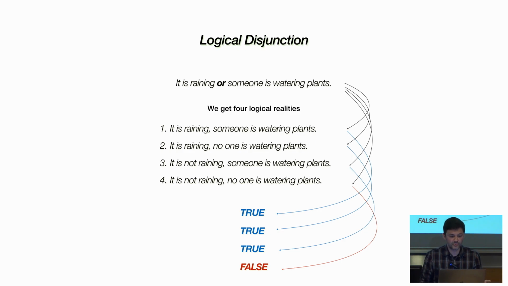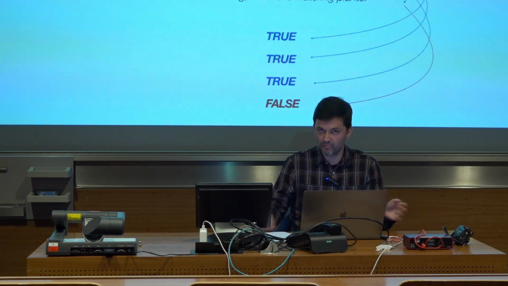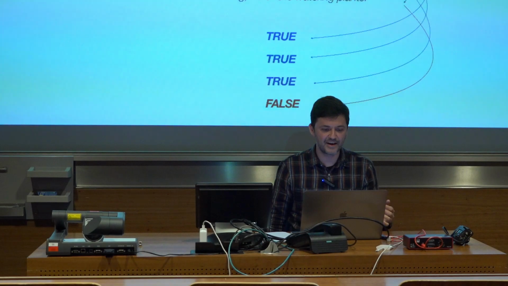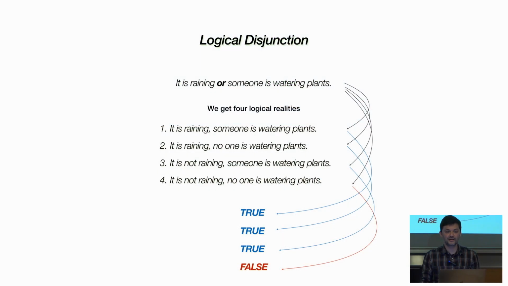And it will also be true if it's raining but no one is watering plants, because it is raining or someone is watering plants. This is what I'm saying. So any of these will work. Finally, this statement is only wrong when it is actually not raining and no one is watering plants, because in this reality, if I say it's raining or someone is watering plants, this simply does not work, yeah? Because none of the options that are happening are offered in my sentence.